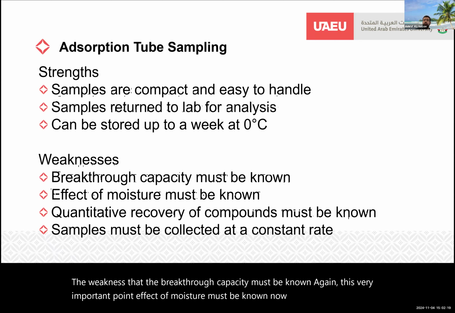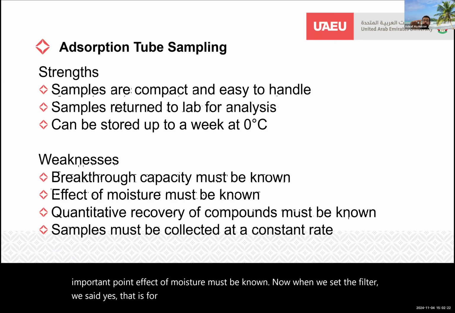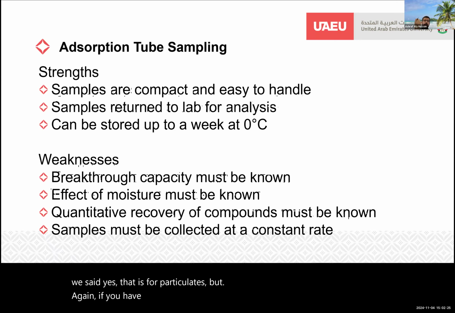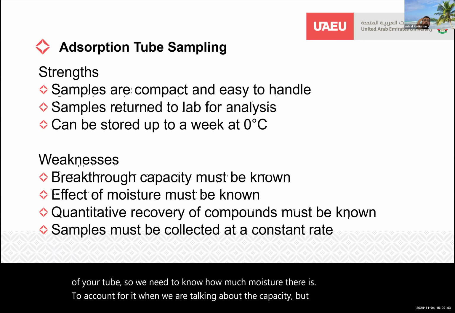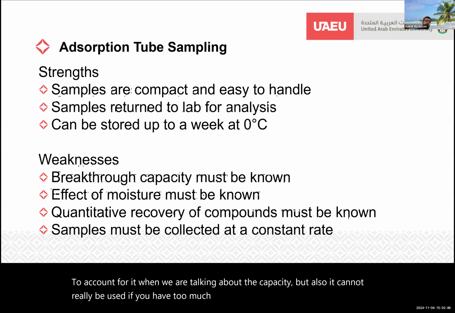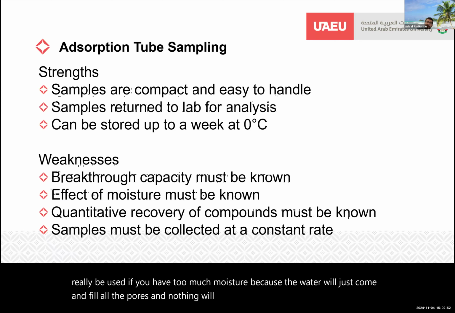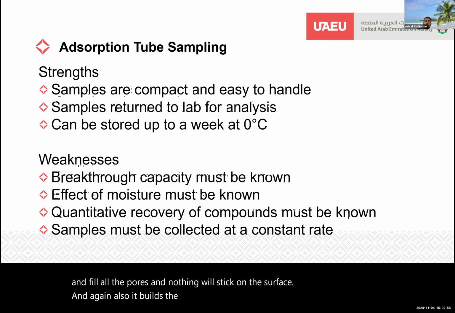Now, when we discussed the filter, we said that it's for particulates, but if you have moisture in your sample, it will definitely affect the capacity of your tube. So we need to know how much moisture there is, to account for it when we are talking about the capacity. But also, it cannot really be used if you have too much moisture, because the water will just come and fill all the pores and nothing will stick on the surface. And also it builds up pressure. So quantitative recovery of compounds must be known.